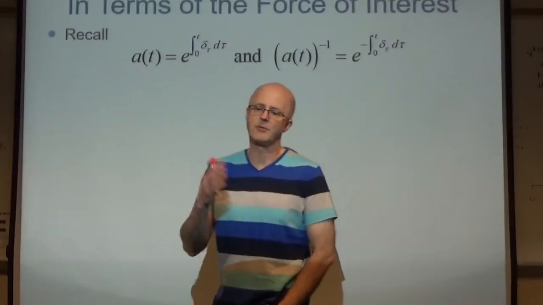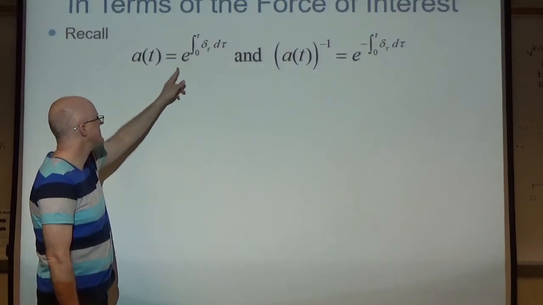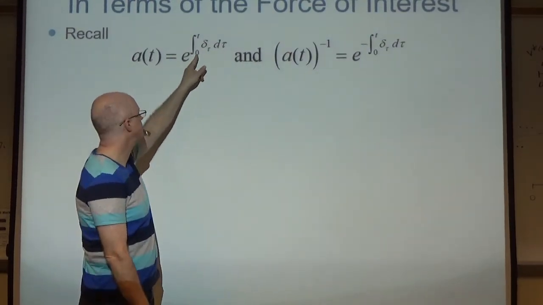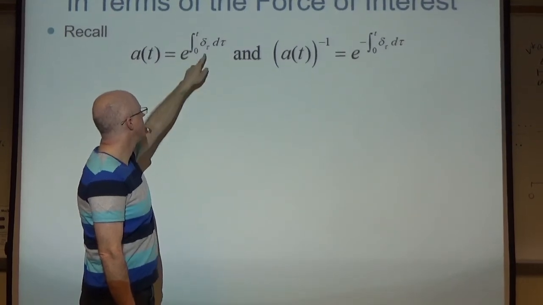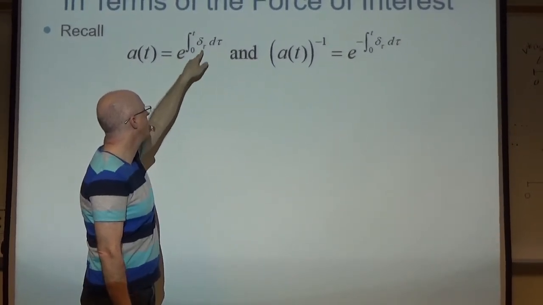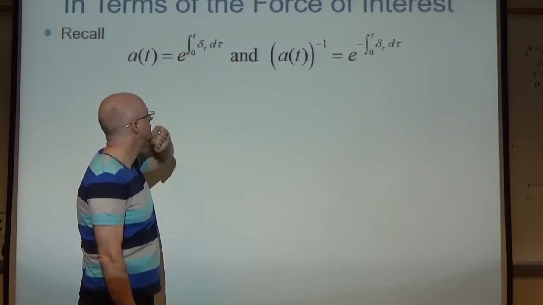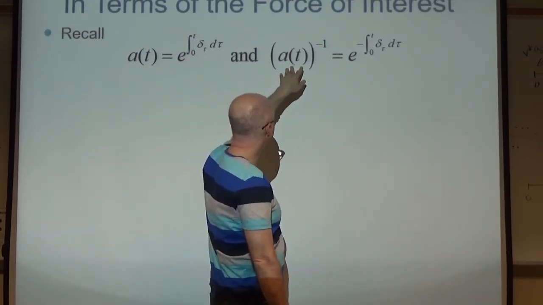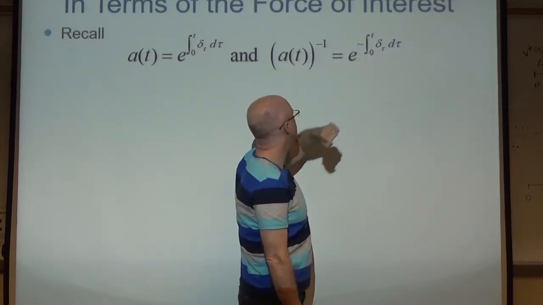You can write these things in terms of the force of interest. You recall from lecture 1 that in terms of a general force of interest that's not necessarily constant, your accumulation function is e to the integral of the force of interest from 0 to time t. I use a dummy variable here, tau. The variable for this function is that upper limit of the integral. And the discount factor, the reciprocal of the accumulation function, is e to the negative of that integral.